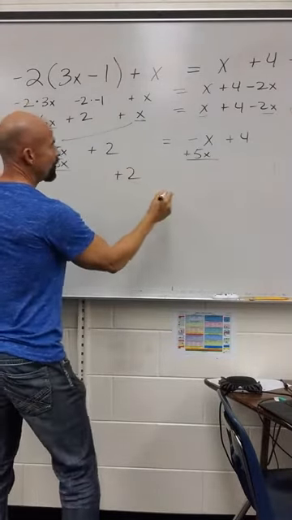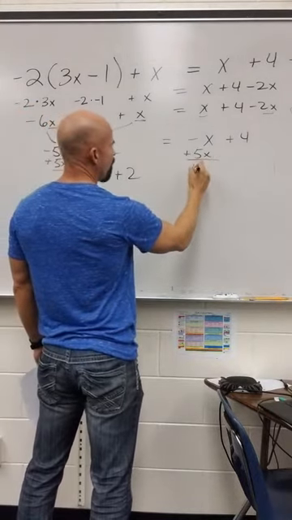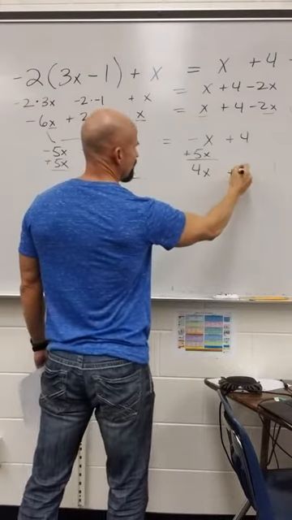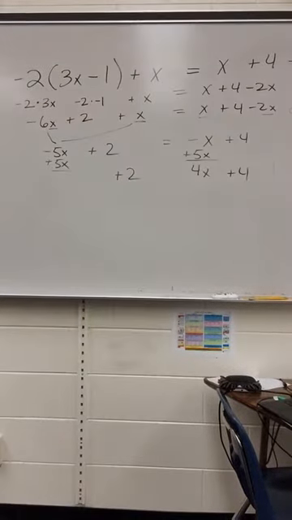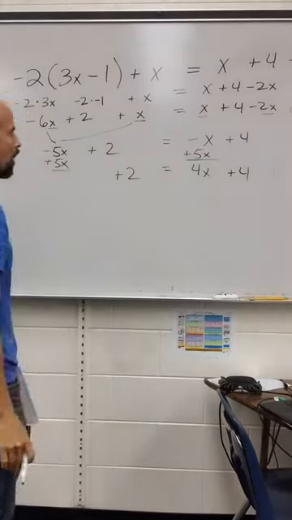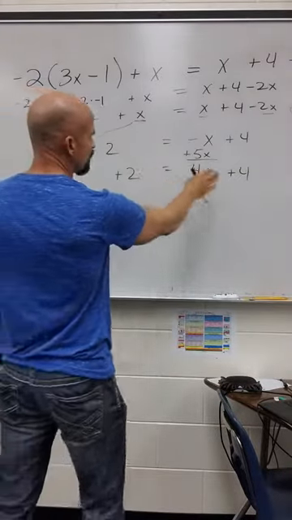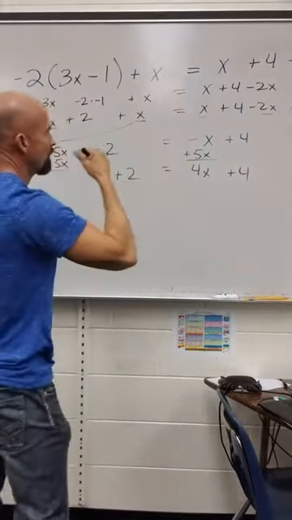Still have +2. Now I have 4x, because this is like 5x subtract an x. And then +4 still, I didn't do anything with the 4, and the equals is still there. Are all my variables now on one side? Yes, they normally will be after this step. You shouldn't have to do this step twice if you've combined everything already.